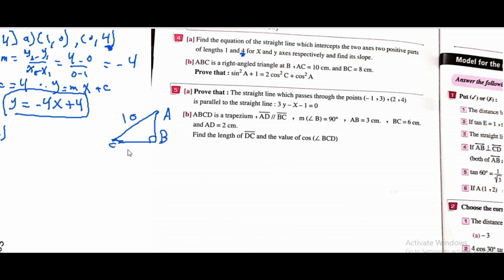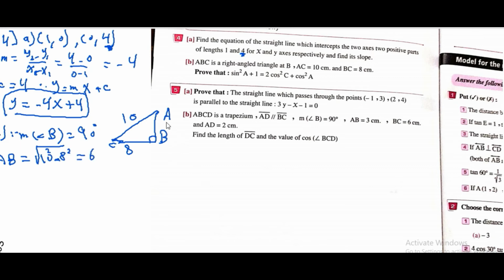First, we must find AB by using the Pythagoras theorem. Since angle B equals 90, we can use the Pythagoras theorem. AB equals the square root of 10 power 2 minus 8 power 2. It will be 6 centimeters. So this side is 6.